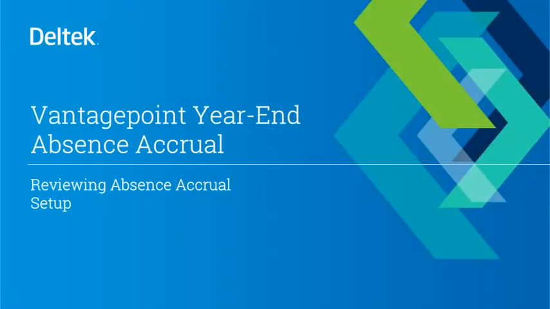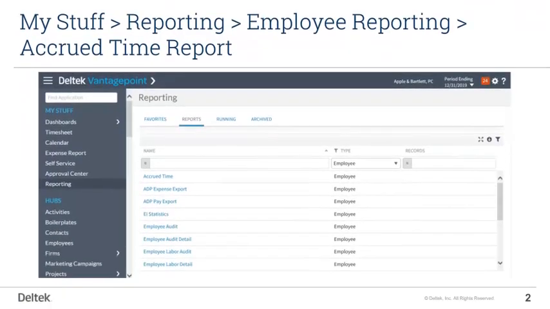This training will go over how to review your existing absence accrual hours to prepare for a new absence accrual year to be opened in Vantagepoint. After posting all of the timesheets, but before opening a new absence accrual year, review the accrued time report to verify the correct current balances. These balances, unless using carryover limits, will be the new year's starting balances.